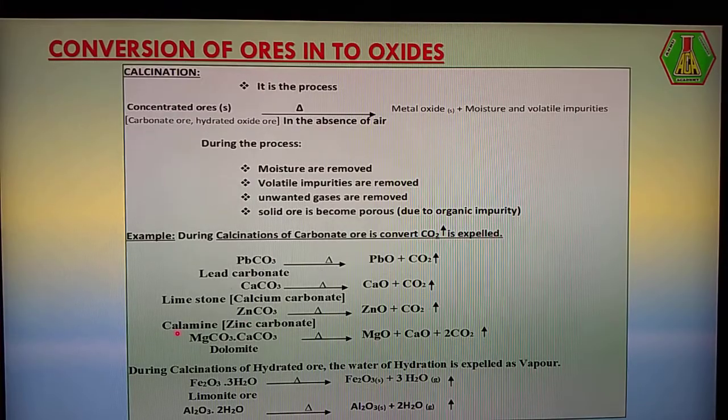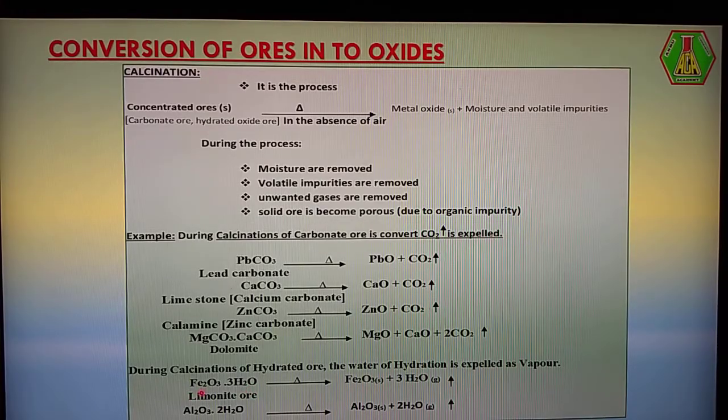And already I told you the ore of zinc is calamine. It is also involved in a calcination process to become zinc monoxide, otherwise called zinc oxide. Similarly, dolomite is converted into magnesium oxide and calcium oxide. Here also, during the calcination process, a very important gas is evolved. Such a gas is called carbon dioxide. Are you clear?